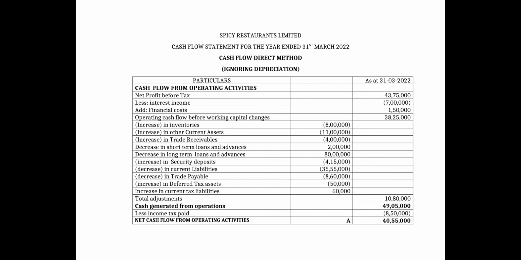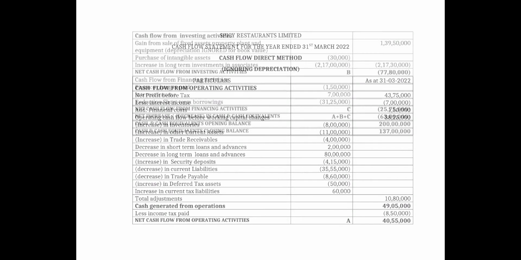The importance of the cash flow statement is that we can study the liquidity of the concern with various ratios like operating cash flow ratio, cash flow margin ratio, current ratio, and quick ratio, as we have already explained. Kindly go through the illustration and you will make the best of the cash flow statement and how to prepare it.